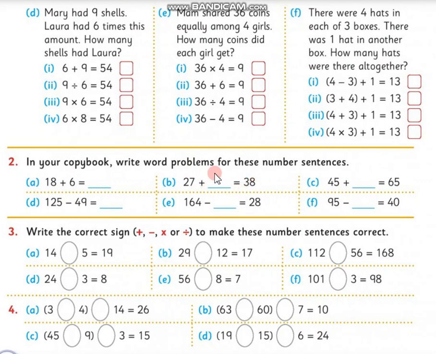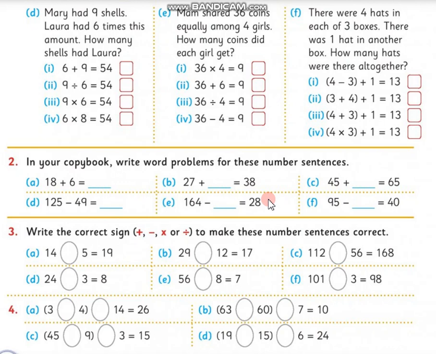Okay, so again, you don't have to stick with those ones. Use your own example, okay? So here you have 45 plus something equals 65. So maybe John wanted to buy a jersey for €65. He had €45. How much more did John need to save before he could buy the jersey?